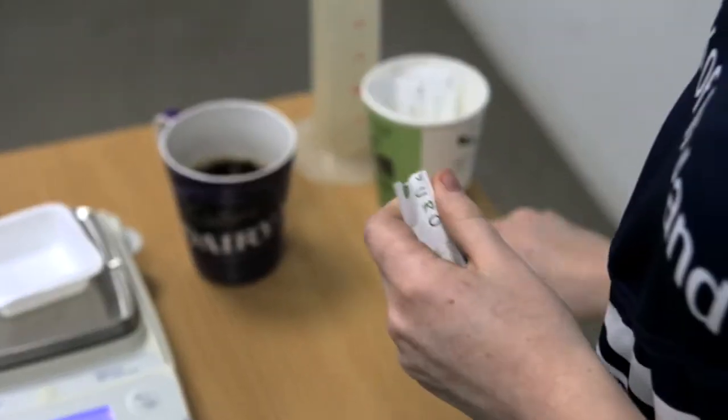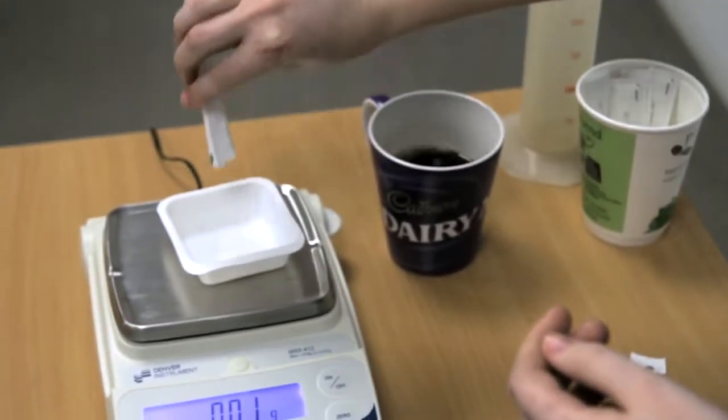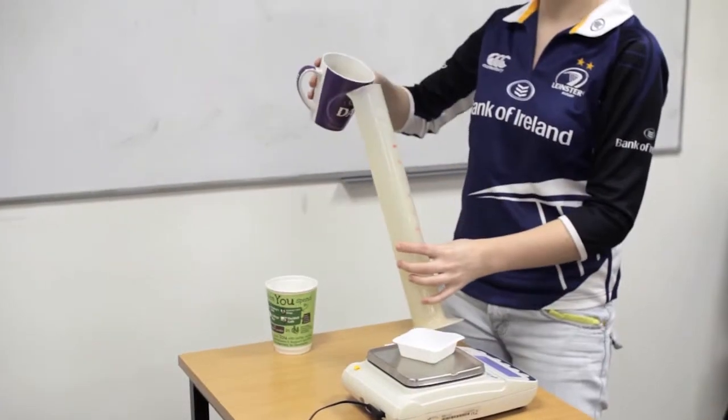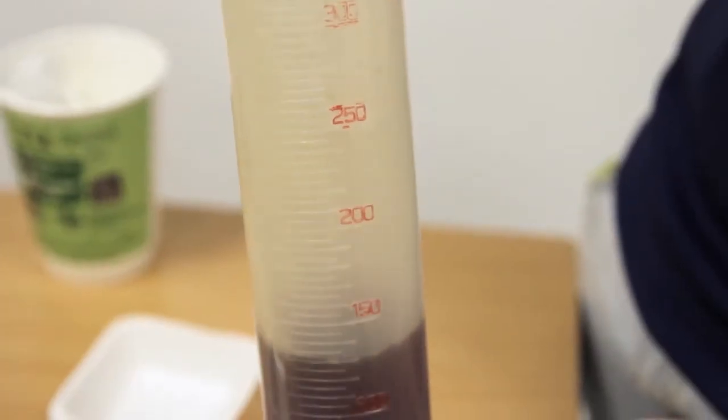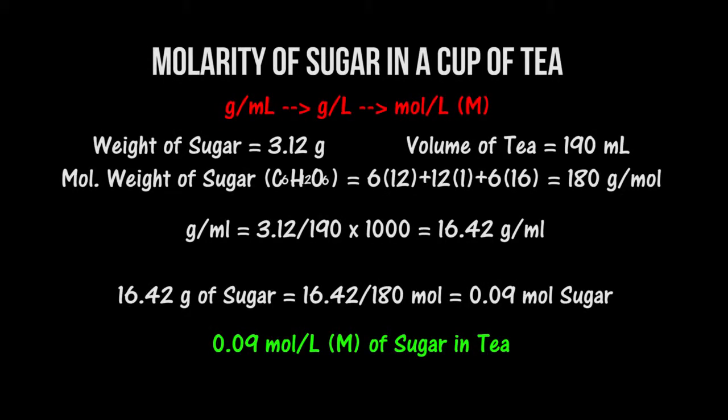Firstly, weigh out the sugar. I take 1 sugar in my tea. Then measure the volume of tea with a graduated cylinder. Now just follow this slide to work out the molarity of sugar in your cup of tea.